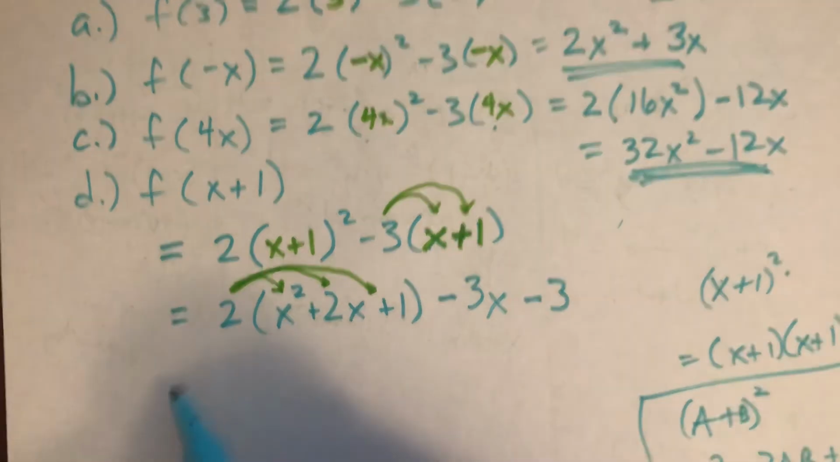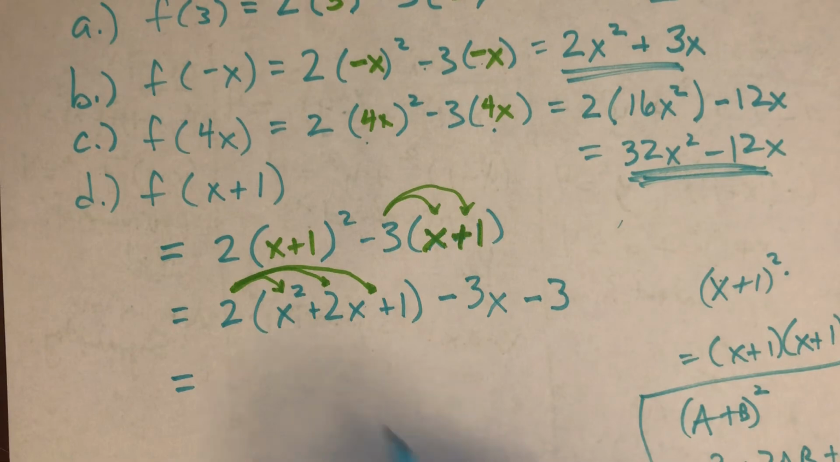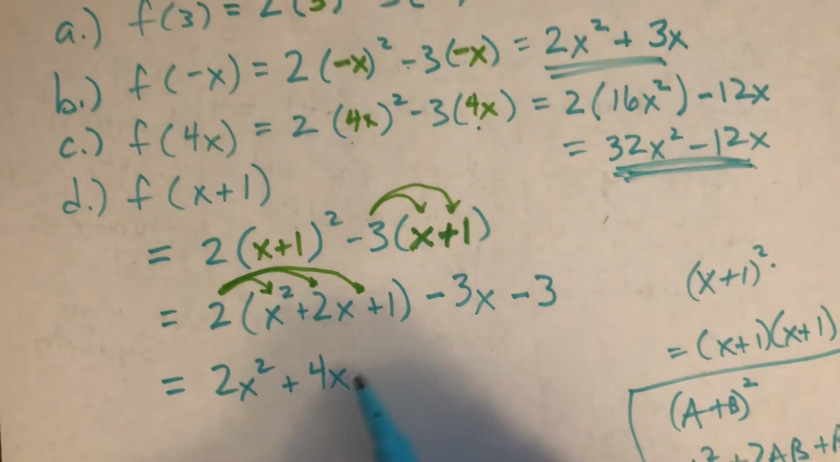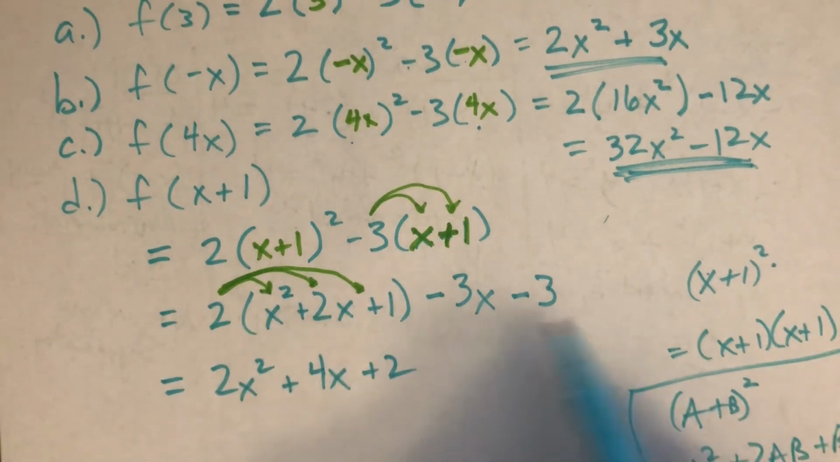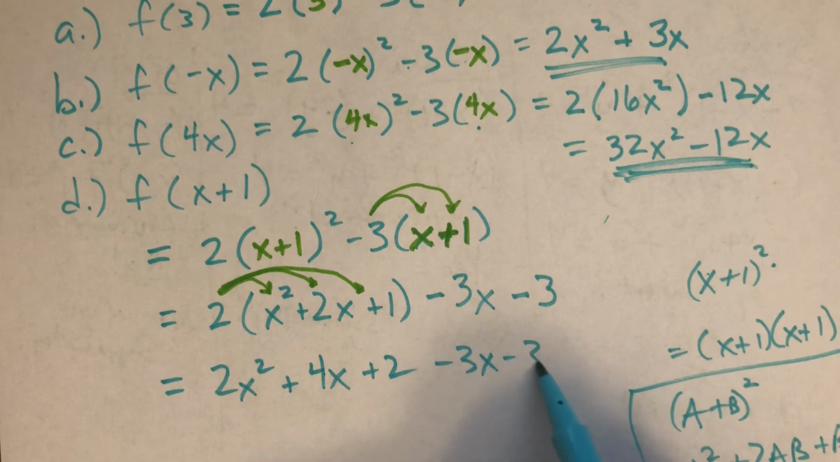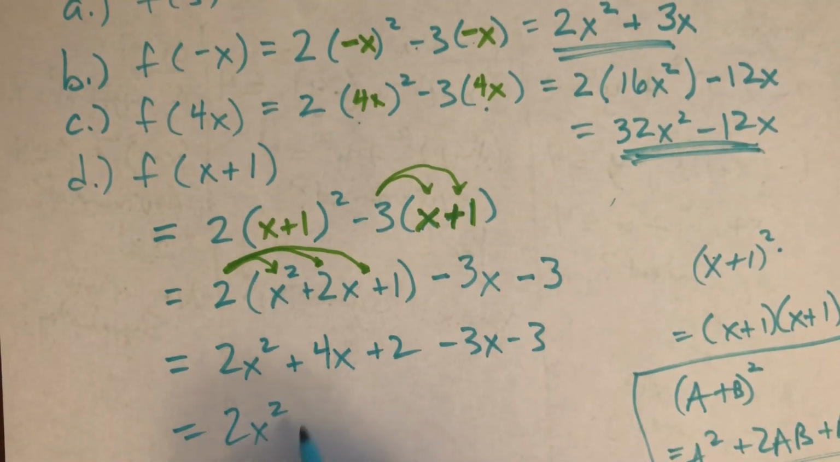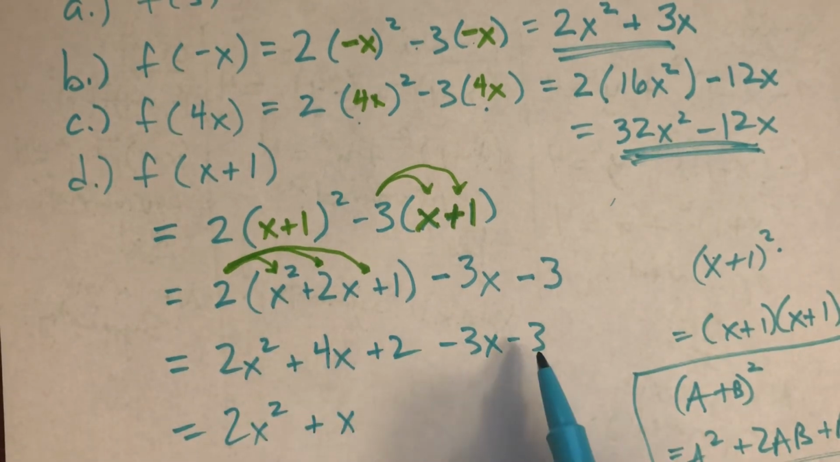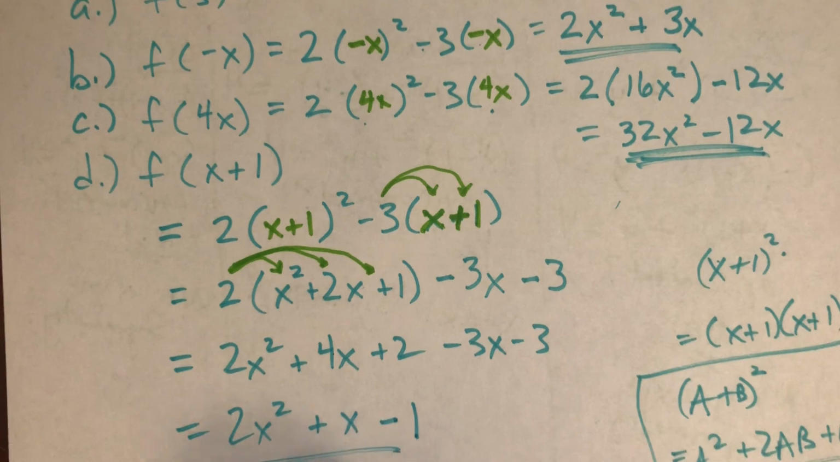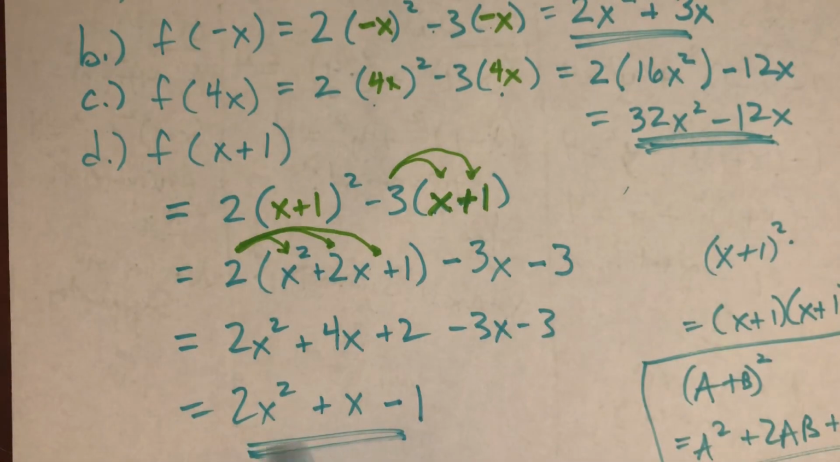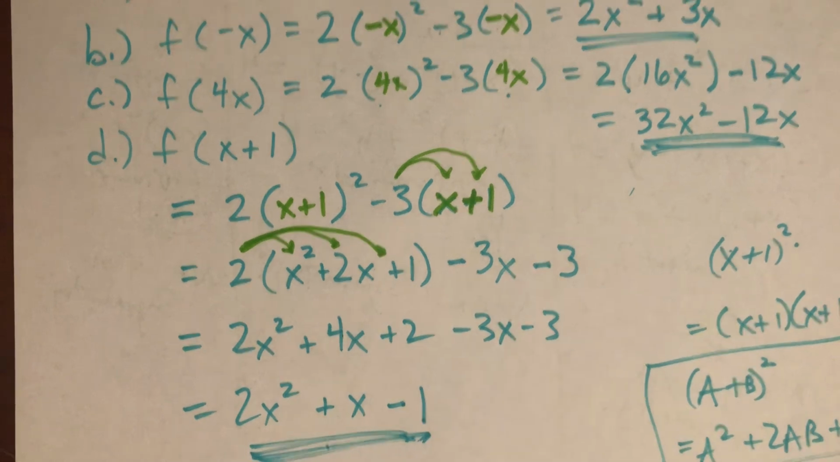And now we're just kind of going through the motions, combining our like terms, right? So 2 times x squared, 2 times 2x, 2 times 1, and then these terms. And we combine them. So we've only got one squared term. We've got 4x minus 3x, that's just x. 2 minus 3 would be minus 1. All right, so we found it. f of x plus 1 after simplification is equal to that guy.